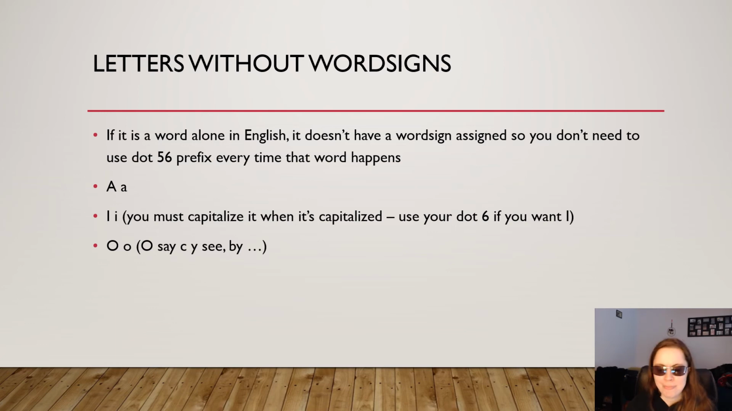So A, because A and is a common word in English. I, because the pronoun I is common. Do remember that you have to capitalize I when you're writing the pronoun. You have to capitalize it every time. It's not like writing a lowercase I just means capital I. You need to actually capitalize it if you want it capital.